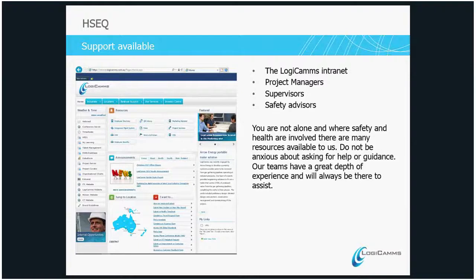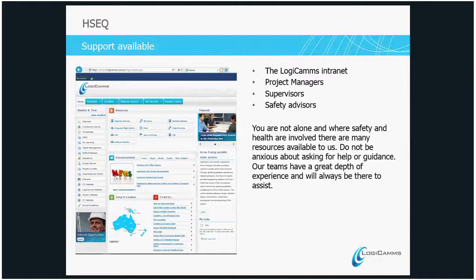There is quite a bit of support available for you when we talk about health, safety, environment and quality. Obviously, the Logicam's intranet is our method of ensuring that you have the appropriate documentation, access to policies and procedures, and to the support networks available.